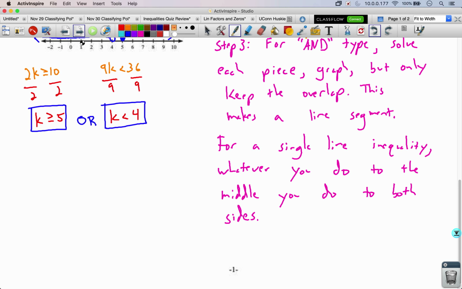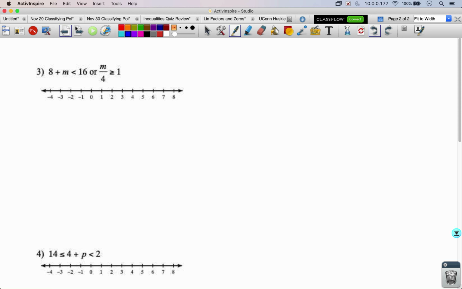All right, there's a couple more on the back side here. Practice these as well. So another OR type. So we'll solve each half separately. All right, we've got constants on both sides. We'll move it away from the variable by subtracting 8.